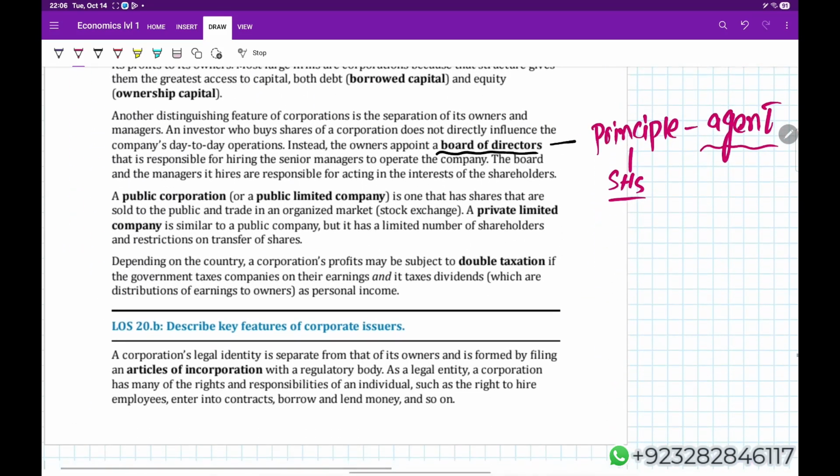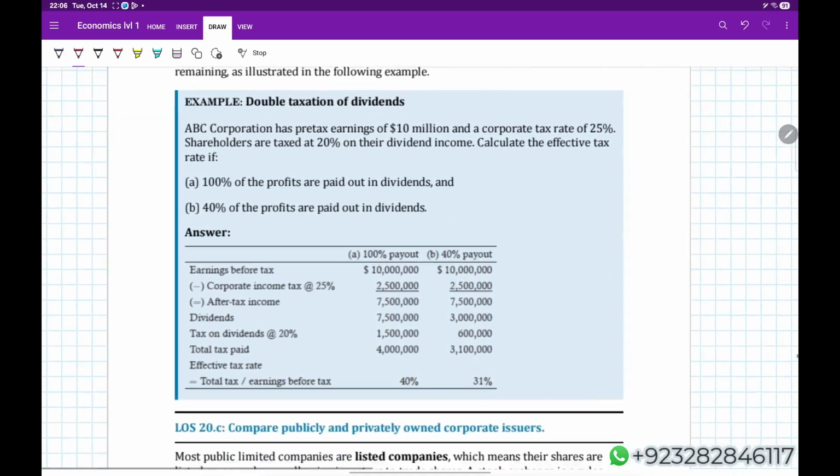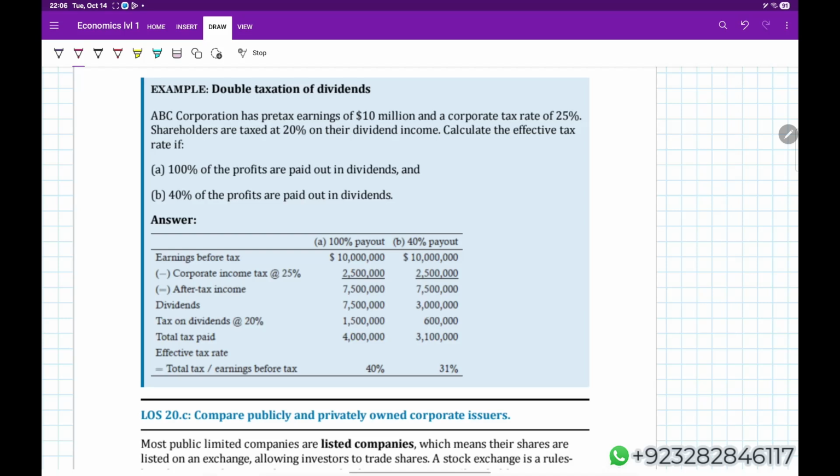When we talk about companies, there is a concept of double taxation. What is double taxation? First of all, tax is applied at the corporate level, on earnings before tax. For example, in this scenario we have $10 million earning before tax, and assume a 100% payout. It doesn't matter what the payout ratio is, right now the concept we are talking about is double taxation.